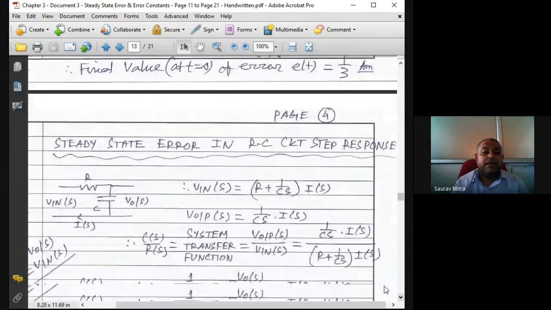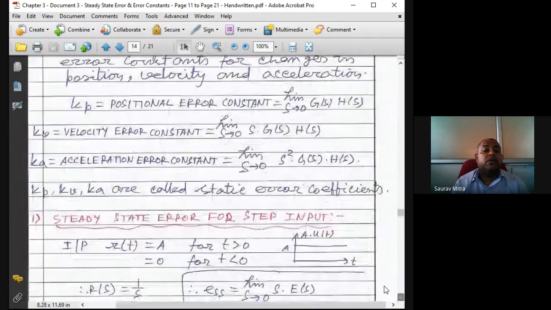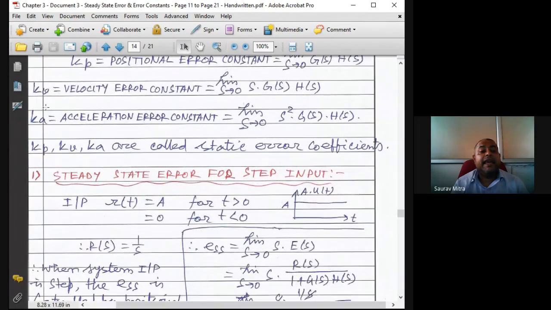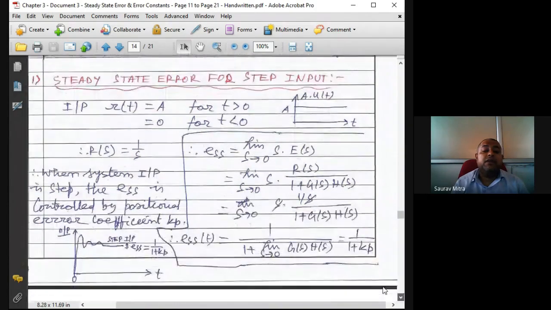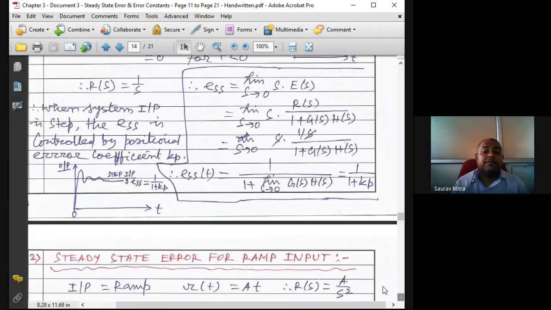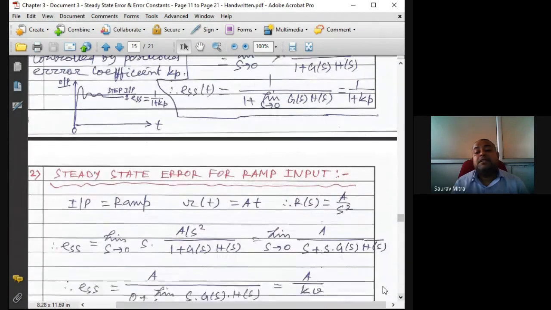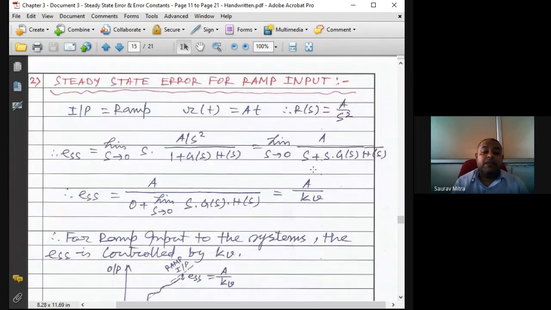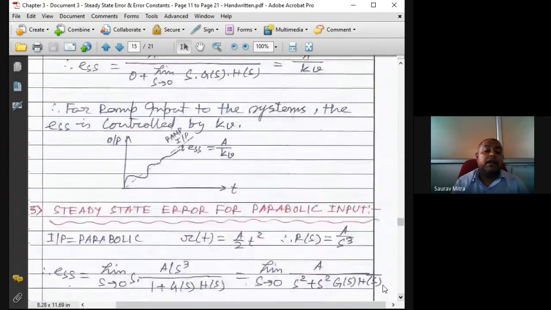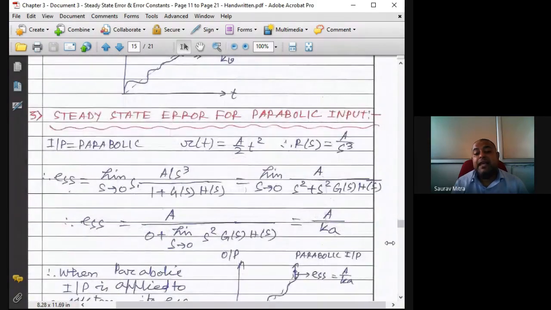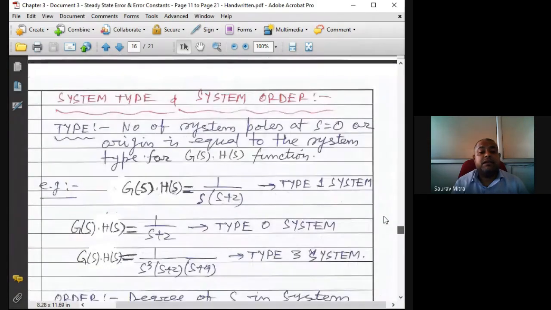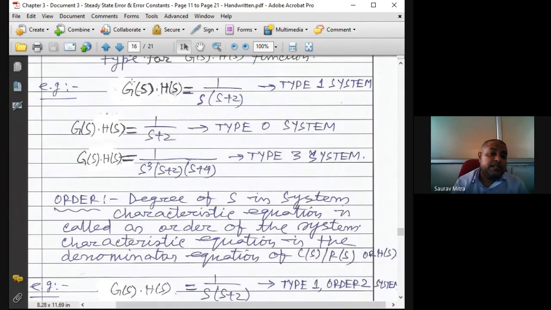Then there is the shortcut method, that is to find the error constants. The error constants are Kp, Kv and Ka. If it is a unit step input, the steady state error is given by A divided by 1 plus Kp. If it is a unit ramp input, then the steady state error is A divided by Kv. If it is a parabolic input, then the steady state error is A divided by Ka. Then we saw what type and order are. Type is found from G(S)H(S). Here S to the power 1 in the denominator means type is 1. Here S to the power 0 means type is 0. Here S cube means type is 3.